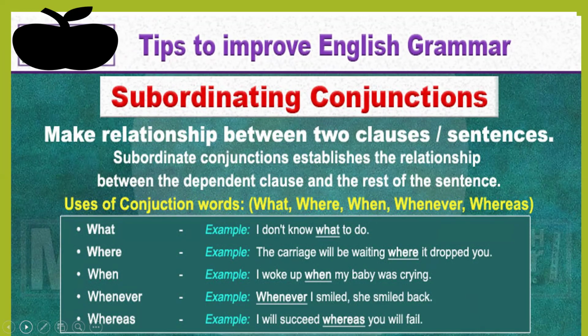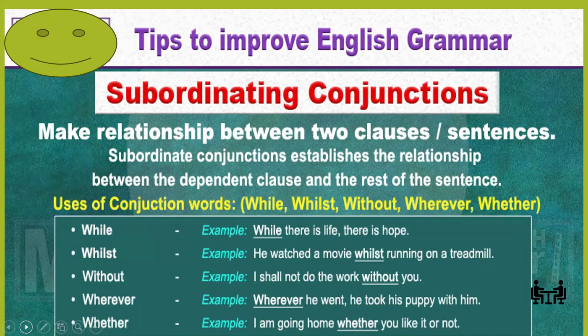When, for example: I woke up when my baby was crying. Whenever, for example: whenever I smiled, she smiled back. Whereas, for example: I will succeed, whereas you will fail. While, for example: while there is life, there is hope.